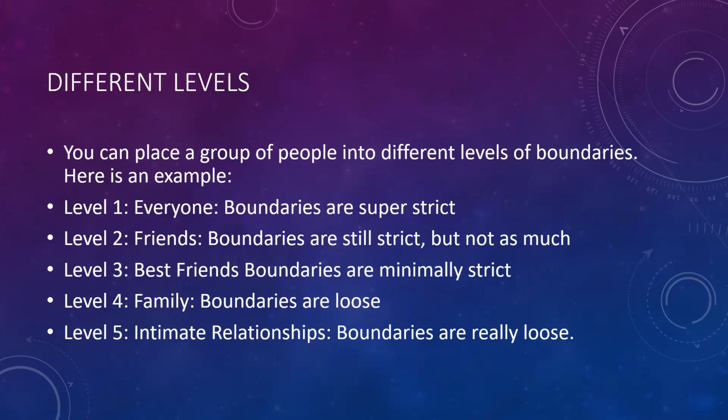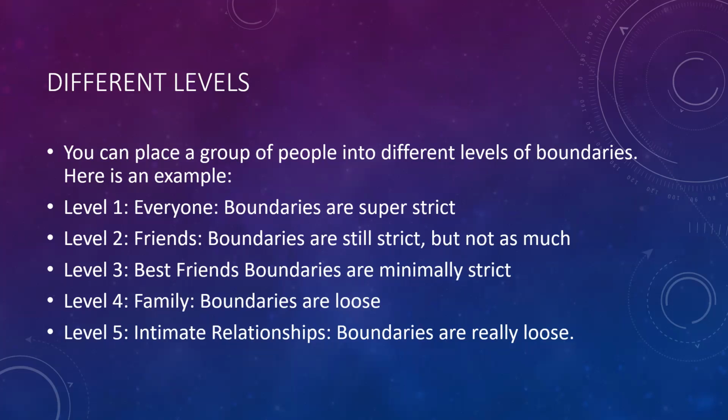And then level 2, again, these boundaries are still strict, but we're loosening the reins just a little bit. So in level 2, we could potentially loan someone $5, but expect them to pay us back. We could potentially give someone a ride for up to 5 miles, but then we have to expect them to do the same thing for us, right? And so on and so forth.